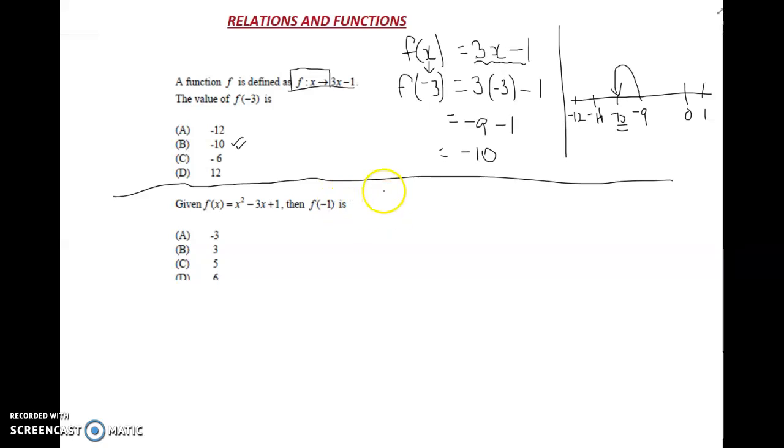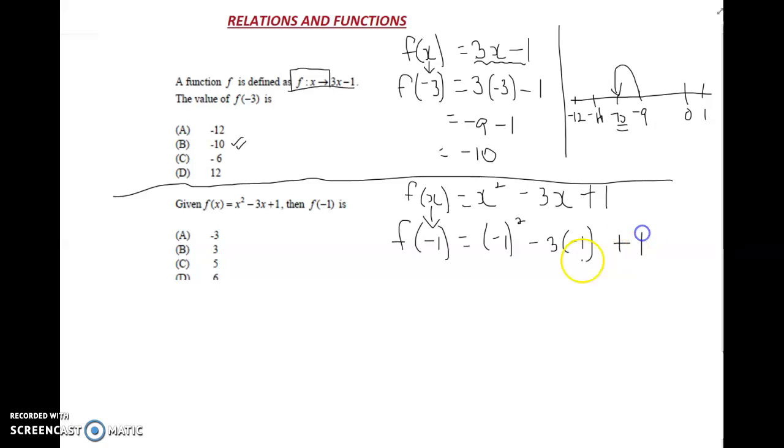Alright, second one. So f of x equals x squared minus 3x plus 1. We want to find what f of negative 1 is. So the x is being replaced by negative 1. Wherever we see x, we're going to put negative 1. So negative 1 squared minus 3 by negative 1 plus 1.